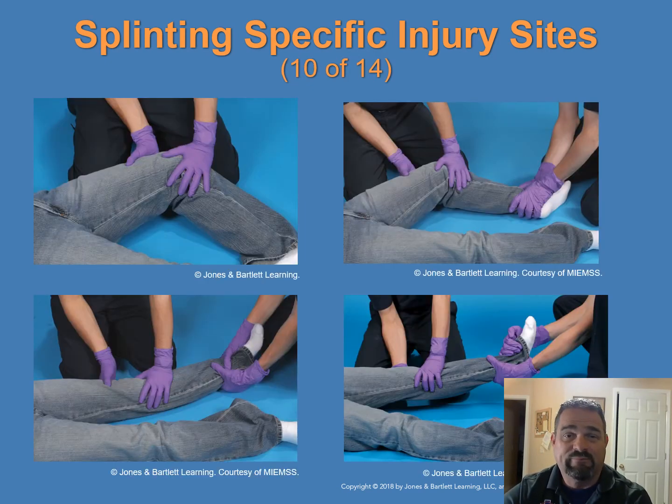All right, so this figure is straightening an injured leg for splinting. The first rescuer grasps the injured leg at the knee and applies traction on the long axis of the body. That's the top right. The second rescuer grabs the ankle. In the bottom left, the second rescuer straightens the leg. And the bottom right shows the second rescuer maintaining traction by leaning backwards.